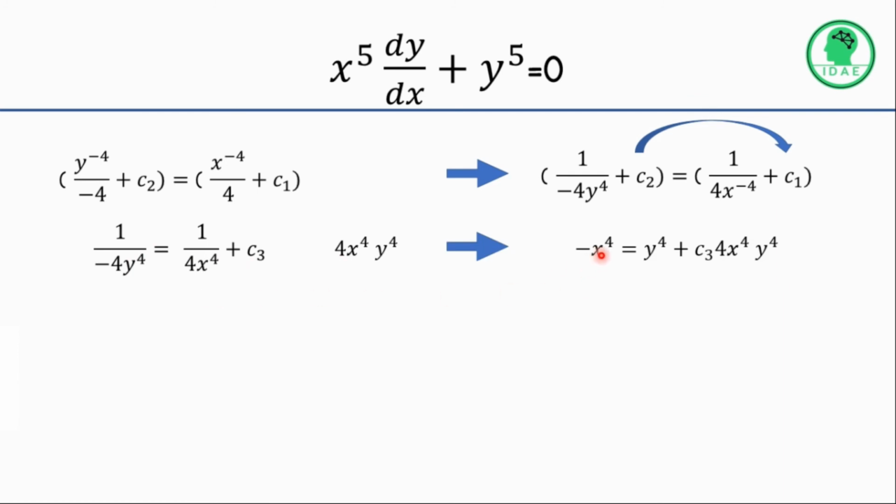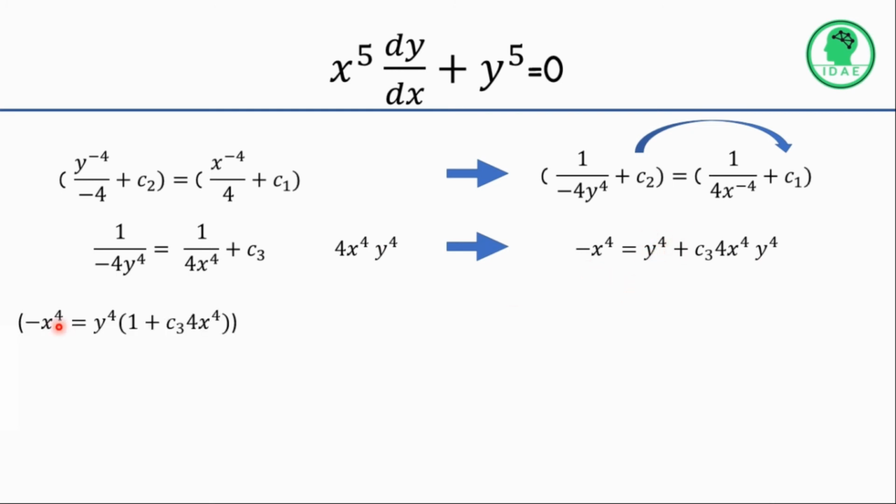We get negative x to the 4th, all right? So when we multiply this here, 4 and 4 cancel out, y to the 4 and y to the 4 cancel out, so we are left with x to the 4th over negative 1, which is the same thing as negative 1 times x to the 4th, right? Now on this side also 4x to the 4th cancels out and we're only left with y to the 4th. Alright, and on this side we multiply C3 by this factor, so it becomes C3 times 4x to the 4th, y to the 4th. Alright, let's continue and let's try to get y alone on the other side.